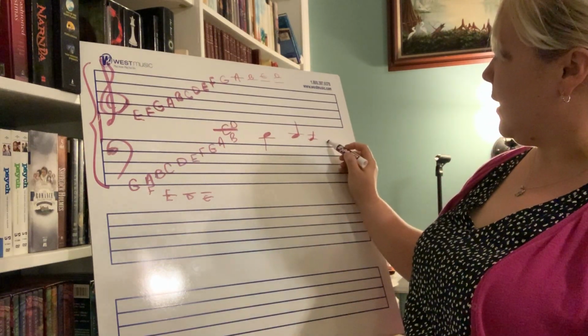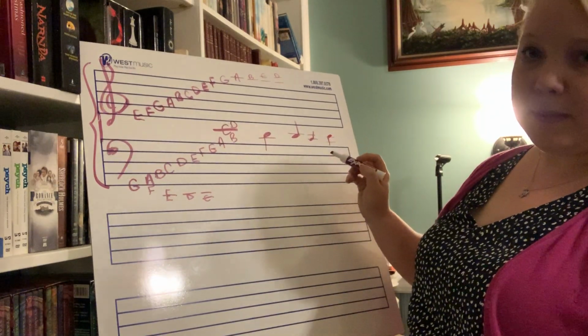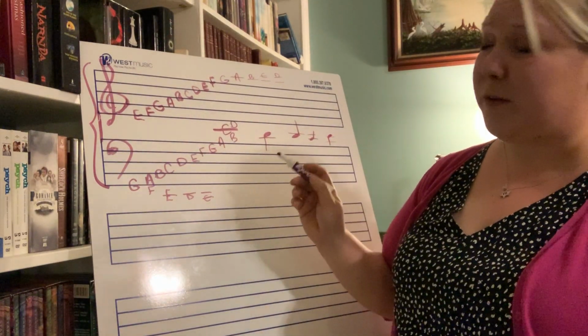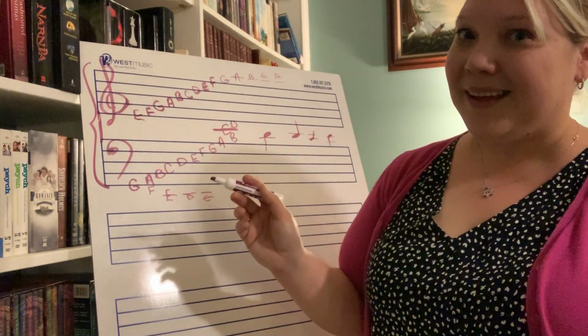Or the left hand can come up and play E. E would be 2 ledger lines up, and of course, it'd be a down stem. That's going to be your clue to help you figure out which hand is playing those middle notes. All right, so that's kind of confusing.